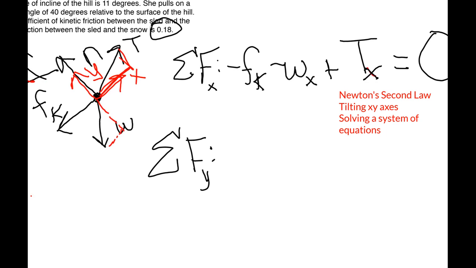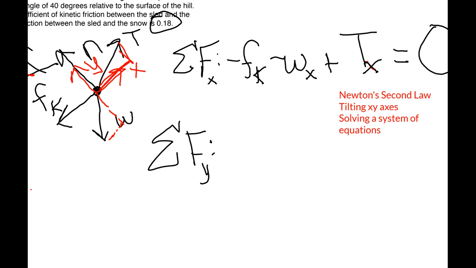Looking back at our free body diagram, we have the normal force that's just in the y, and that's positive. And then we have a component of the weight, which is negative. I'll call that W sub y. And then we have another component of the tension that's positive. I'll call that T sub y.